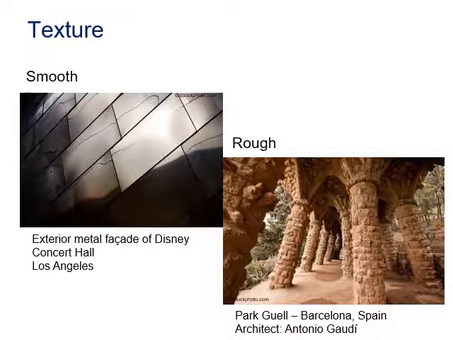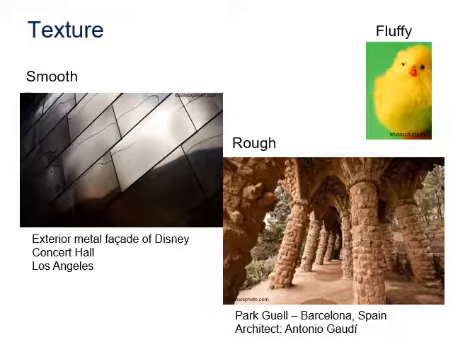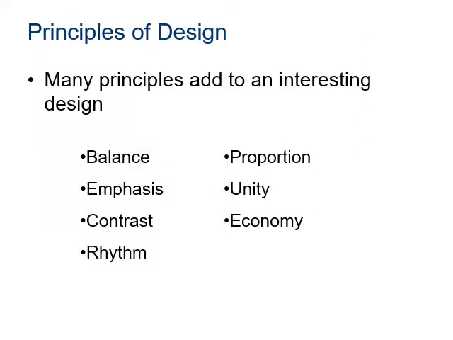At the bottom right, this is a rough texture. This is a structure built and designed by Gaudí, the architect, in Spain. You can see it looks very rough, natural. Looks like you can see the rough stone. Okay, rough stones are almost jutting out of the columns. At the top right, you can see this is showing us a fluffy texture. It makes you want to feel warm and soft.